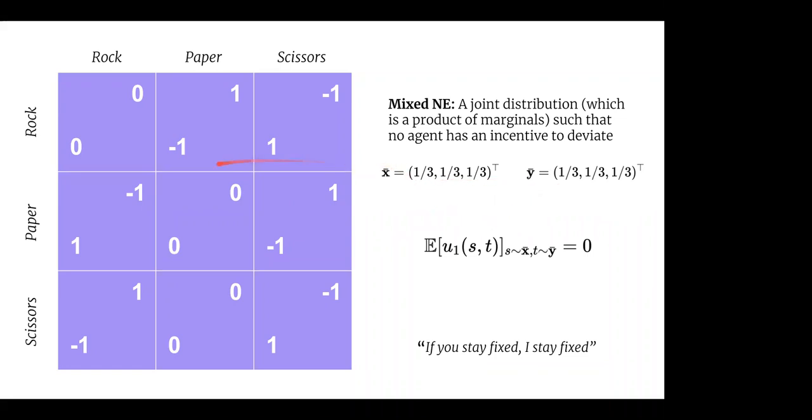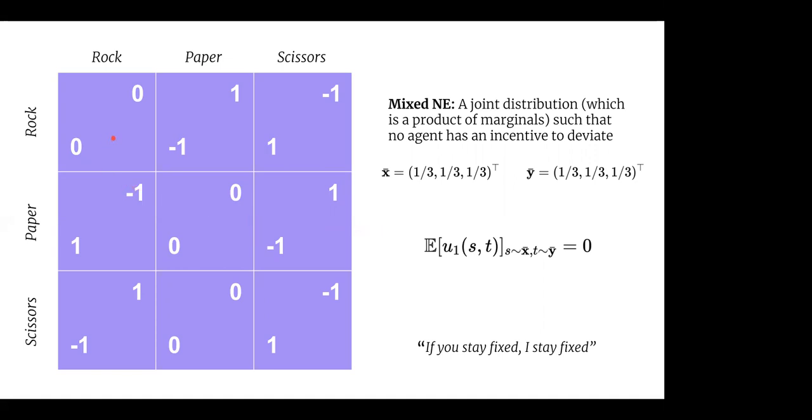And at this point, my expected utility is 0, right? Because if we look at each cell, each one is being played with probability 1/9. And if we sum up all the expected payoffs, we're going to get 0 in the end. Now, let's say I'm player X, and I say, okay, let's assume Y is going to stay at this uniform distribution.